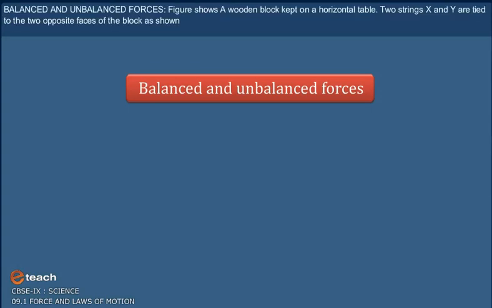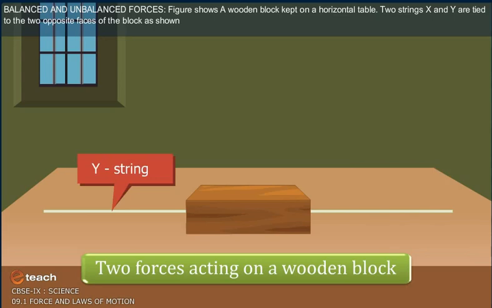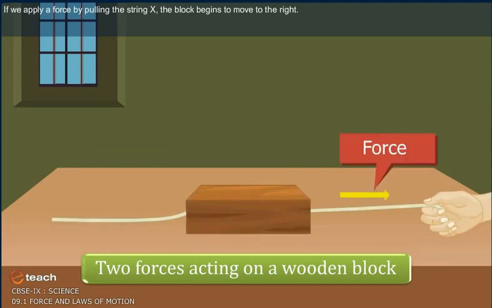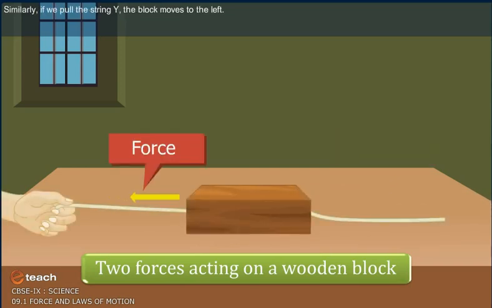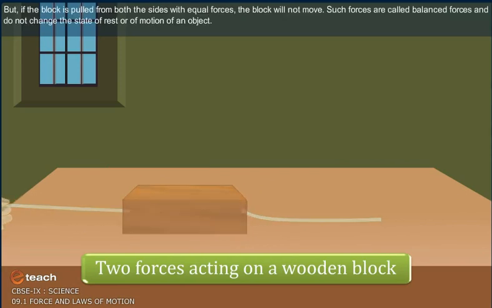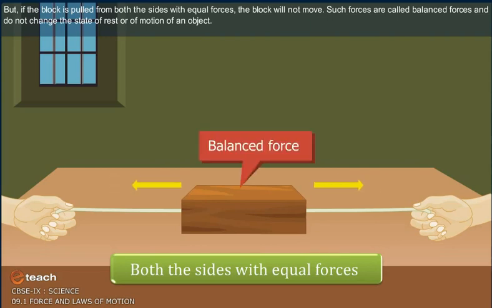Balanced and unbalanced forces. Shows a wooden block on a horizontal table. Two strings, X and Y, are tied to the opposite faces of the block as shown. If we apply a force by pulling the string X, the block begins to move to the right. Similarly, if we pull the string Y, the block moves to the left. But if the block is pulled from both the sides with equal forces, the block will not move. Such forces are called balanced forces and do not change the state of rest or of motion of an object.